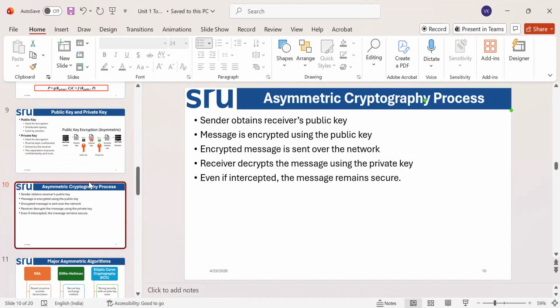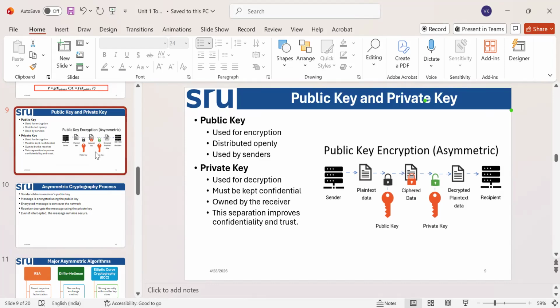So when a new conversation starts, or with an unknown person, we use asymmetric cryptography so that no key transfer is needed. But as soon as the two people know each other, and the communication is frequent, over a long time, with high data transfer in chatting and other transmission, then symmetric cryptography comes in after they know each other. Okay. The public key is used for encryption and distributed openly, used by the senders. The private key is used for decryption and must be kept confidential by the receiver only.